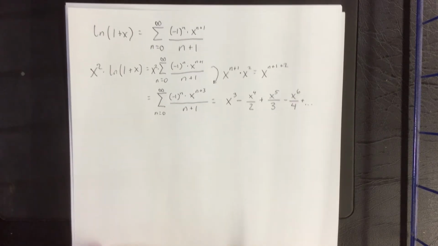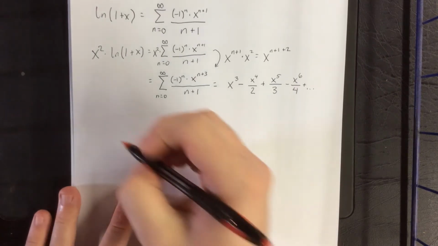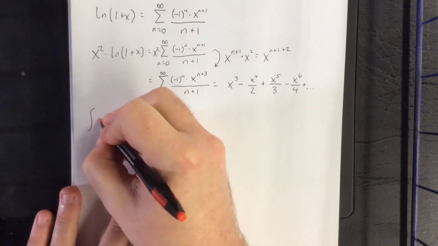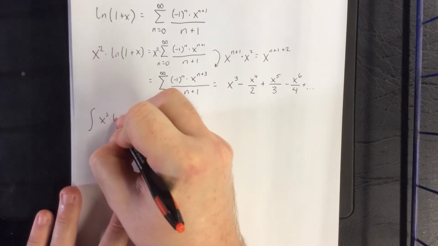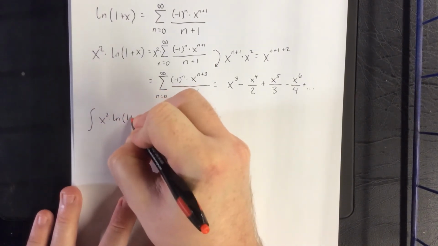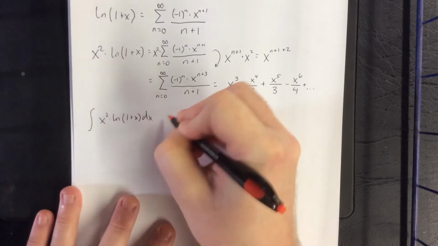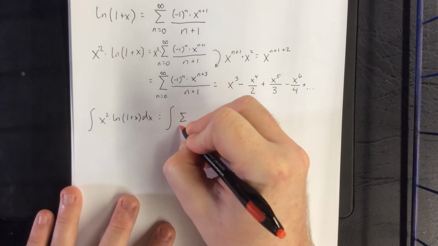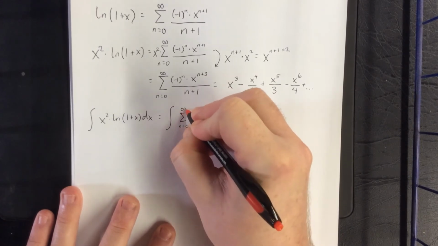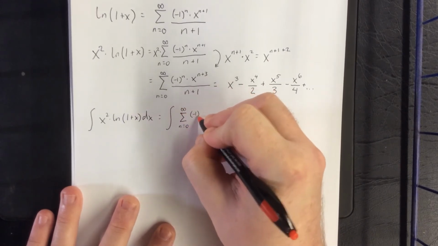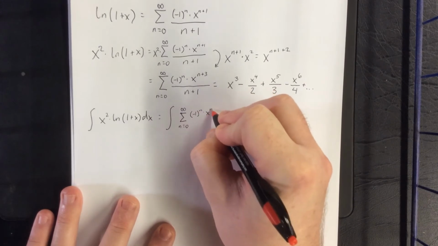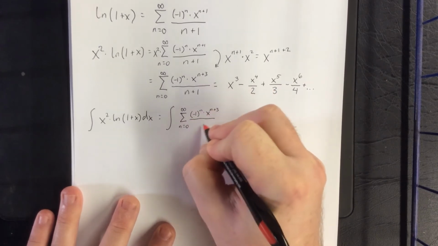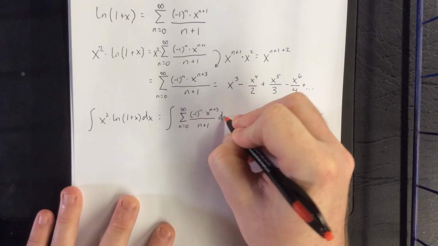Alright, so once again, we will integrate this two different ways. We'll go power series representation and we'll go term by term. So the integral of x squared times the natural log of 1 plus x dx will be the integral of this power series representation, the sum from n equals 0 to infinity of negative 1 to the nth power, x to the n plus 3 power over n plus 1 dx.